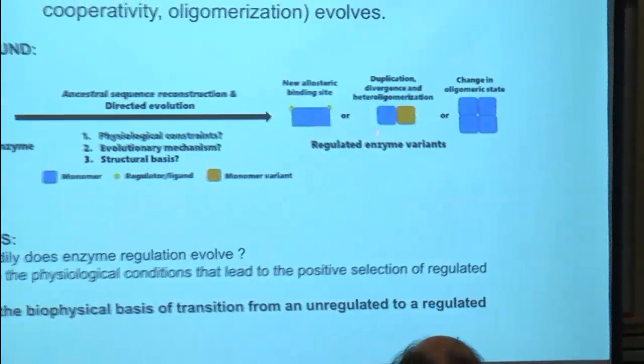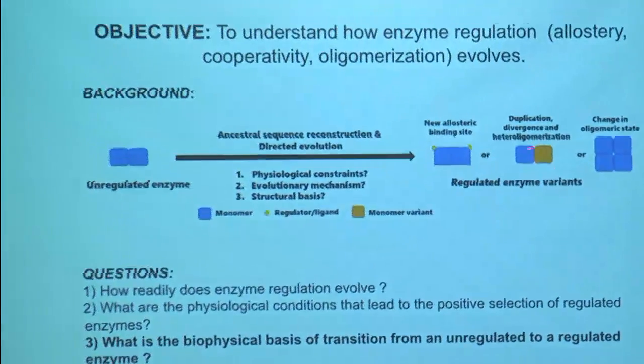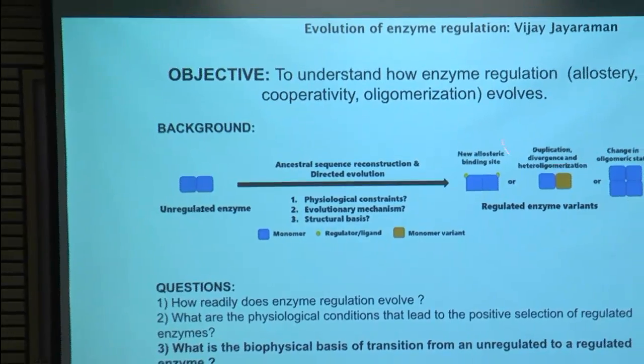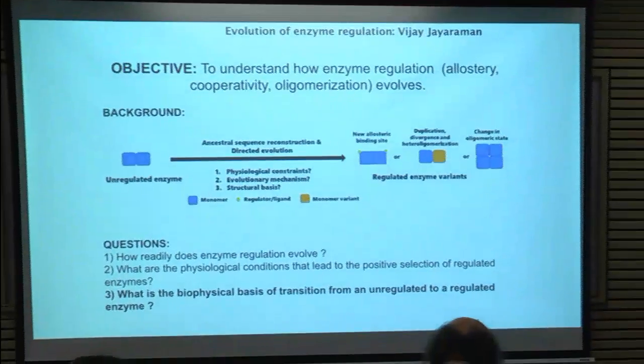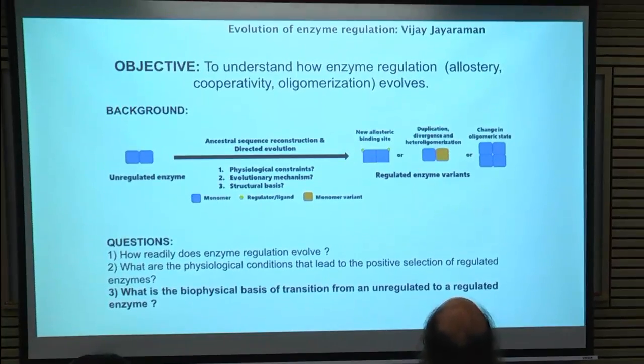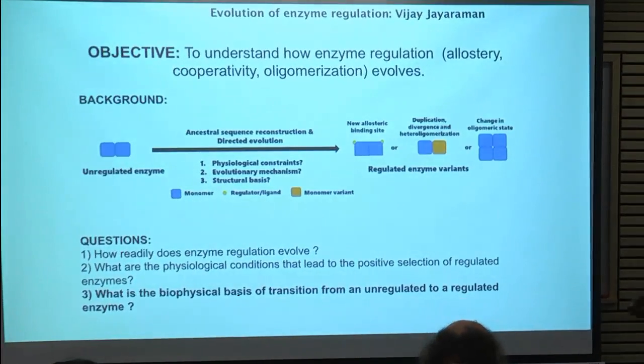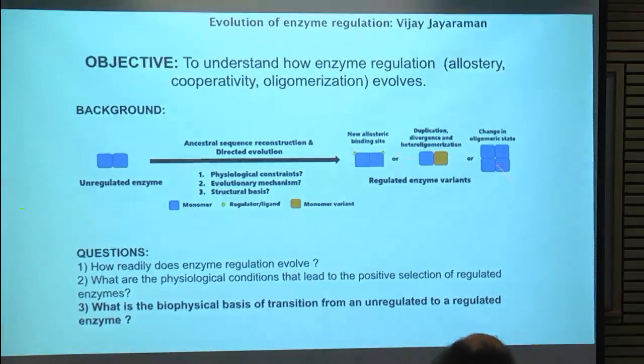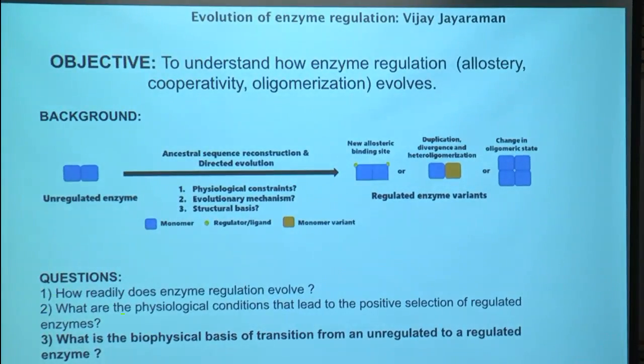If you take any enzyme family, it will have different members. Some may be unregulated enzymes, very simple enzymes that just convert the substrate to the product. And there may be other members with allosteric binding sites. There may be other members which have heterooligomerization, and also different oligomeric states that confer cooperativity in enzyme activity and other regulatory features. So my basic question is to answer how these regulatory properties evolve. If you start from an unregulated enzyme, what are the mechanisms, what are the physiological constraints, what is the evolutionary mechanism, and what is the structural basis of these regulatory properties. So these are the basic questions that I am addressing.